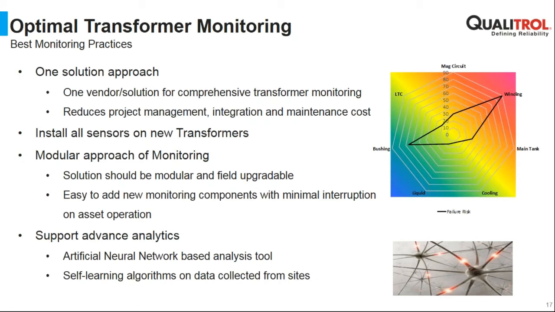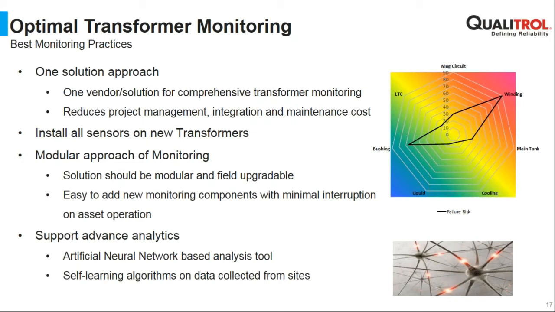Then have the modular approach of monitoring. A modular approach means you start with the minimum. For example, you start with only the thermal monitoring and bushing monitoring, and then you go with a solution which is field upgradable. So tomorrow, if you see you have more gas content, you can add DGA monitoring into that. Adding the DGA monitoring should be an easy field upgradable solution. The operation of your transformer should not be interrupted, or even if it is, it should be a very minimal interruption. So always go with a monitoring system which has a modular approach and which is field upgradable.